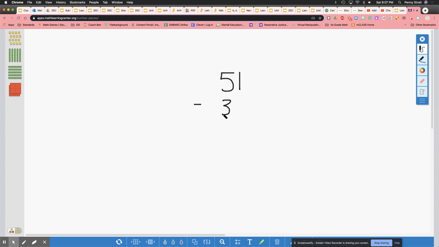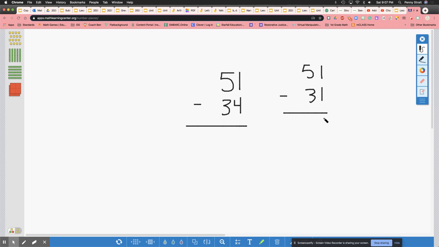34. Now, one thing I want you to remember, you need to always check. If this problem were 51 minus 31, we would not have more on the floor, and we wouldn't need to go next door. If I have 1, I can take away 1.